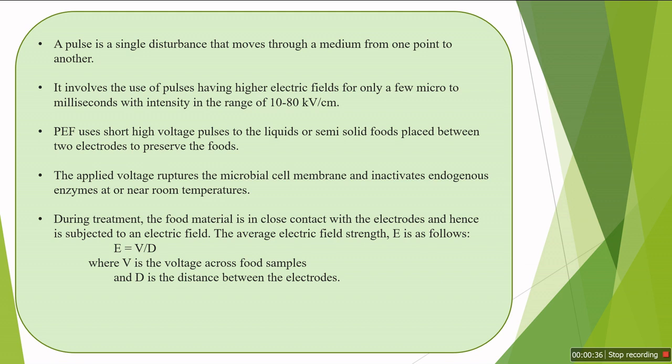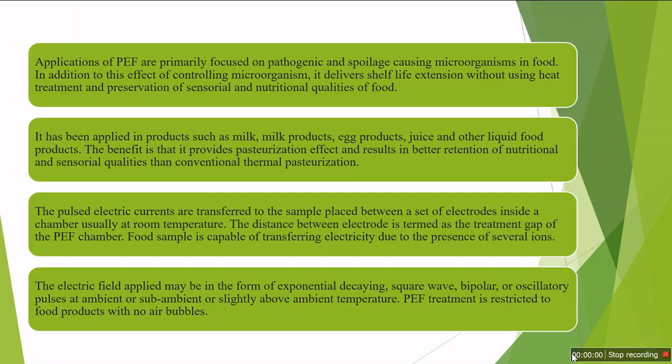During treatment, the food material is in close contact with the electrodes and hence is subjected to an electric field. The average electric field strength E is as follows: E equal to V by D, where V is the voltage across food samples and D is the distance between the electrodes. Applications of PEF are primarily focused on pathogenic and spoilage-causing microorganisms in food.